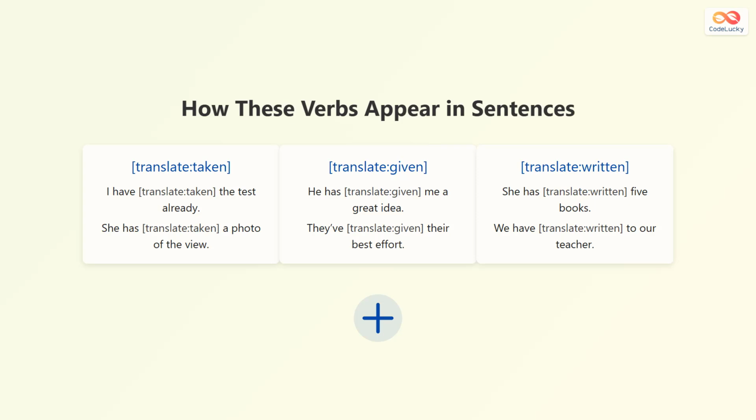Now let's see how we use these verbs in real sentences. I have taken the test already. She has taken a photo of the view. He has given me a great idea. They have given their best effort. She has written 5 books. We have written to our teacher. Each sentence uses have or has plus the past participle form of the verb.